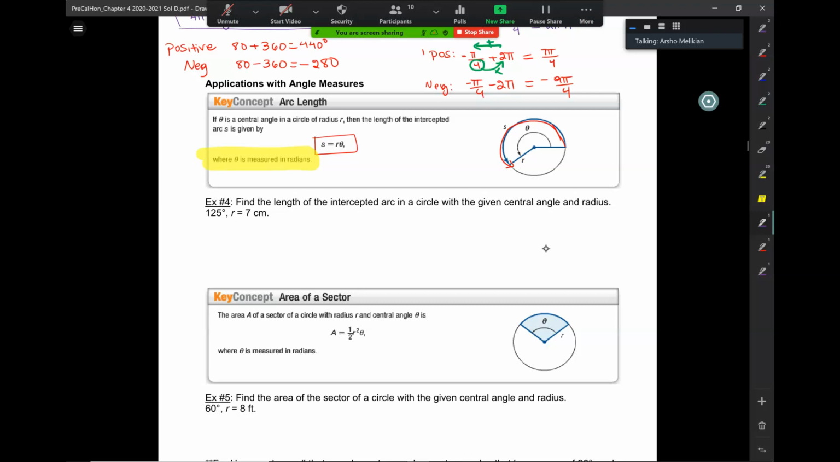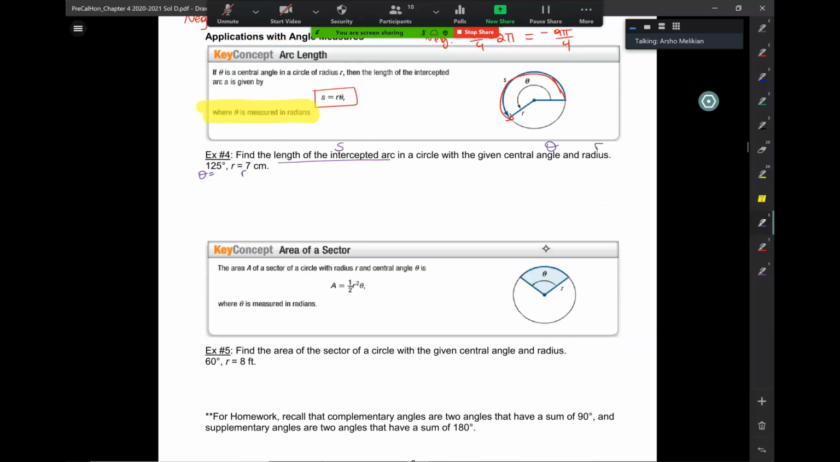All right, so here we want the length of the intercepted arc, S, in a circle with the given central angle theta and radius r, right? So I have theta and r. R is fine, but theta has to be converted to radians. Theta is 125 times pi over 180. It's 25 pi over 36.